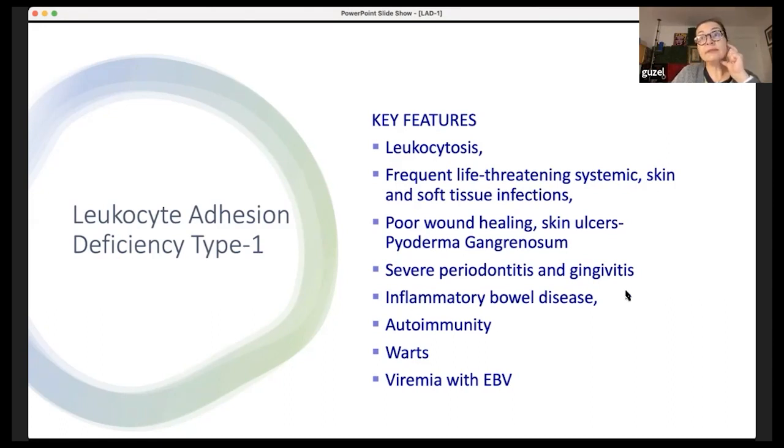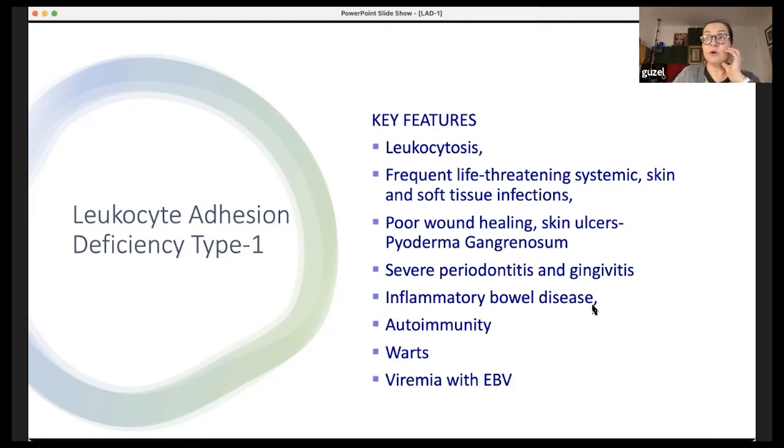Poor wound healing is because we need neutrophils in the tissues to heal properly, and there are other cells that are involved in tissue healing, wound healing, and CD18 is important in their function as well. Most patients have severe periodontitis and gingivitis, meaning loss of apical bone and gingival inflammation, and they end up with loose teeth, and most patients end up losing their teeth. And to prevent this gingivitis inflammation and lymphadenitis related to that, we electively do dental extraction and fit the patients with dentures sometimes.